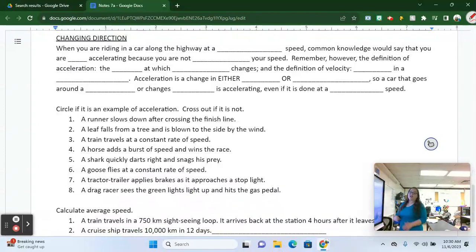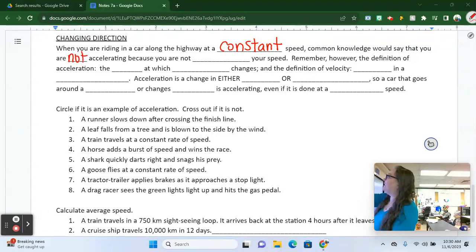And then finally, changing direction. So we know that velocity is speed in a direction, and acceleration is a change in speed or direction. That means that changing direction is also accelerating. When you're riding in a car along the highway at a constant speed, common knowledge would say that you are not accelerating because you are not changing your speed.